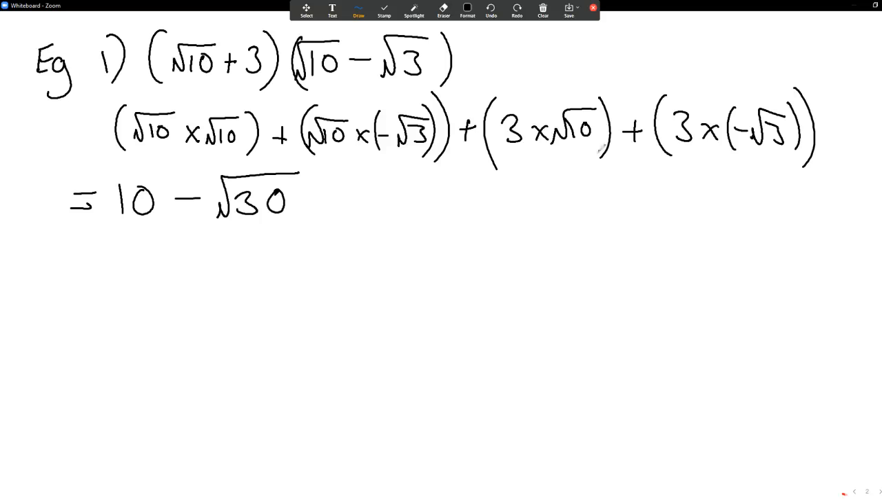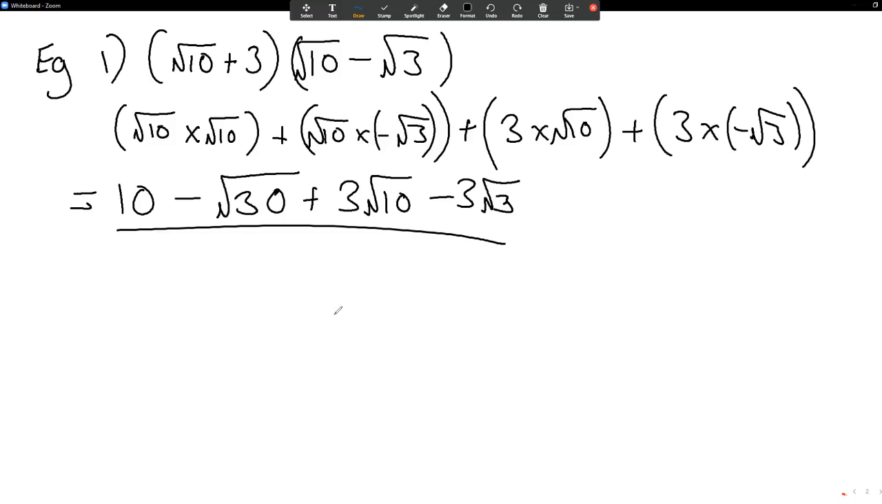And then, here, well, if we're timesing 3 by root 10, we just get 3 root 10 because there are 3 root 10s. And then, finally, we get this, which again, 3 times minus root 3 will be minus 3 root 3. Now we can say, can we simplify this any further? And in fact, we can't, because obviously all of these are either a number or have a different surd. So we have 30, 10, and 3 in our surds, and none of them are the same. So that is our final answer.